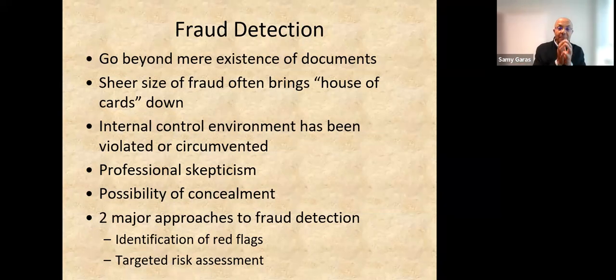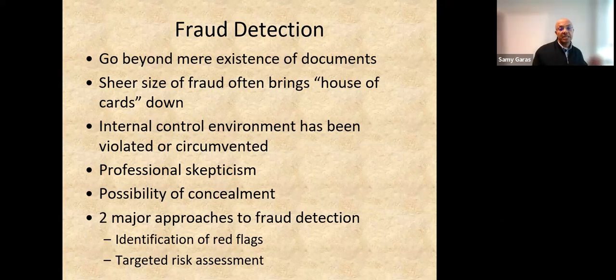We cannot be happy with finding the information on documents. So if I find an invoice or a record or an account that has some problem, this should not be my only evidence. I should look for more evidence. And this is what it means by going beyond the documents in the first point. Number two, the sheer size of fraud often brings the house of cards down. So a small hint of fraud can open up more issues about the whole transaction.